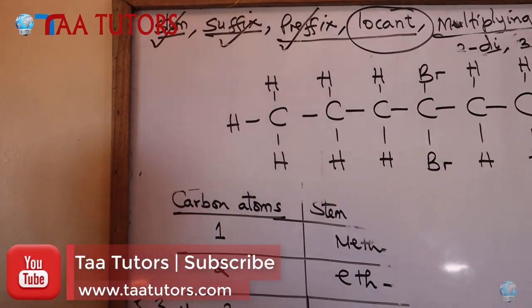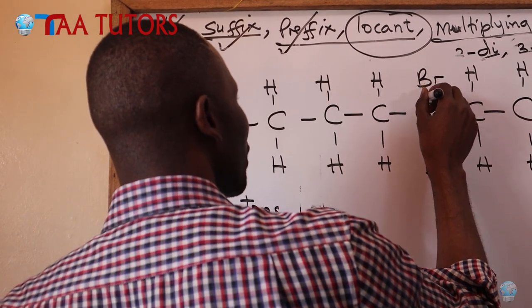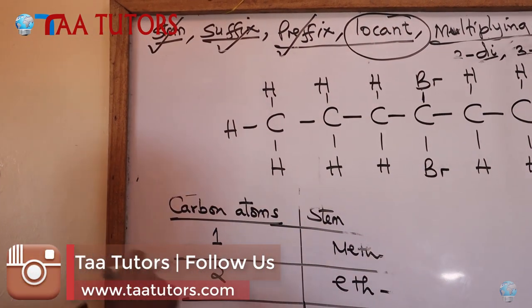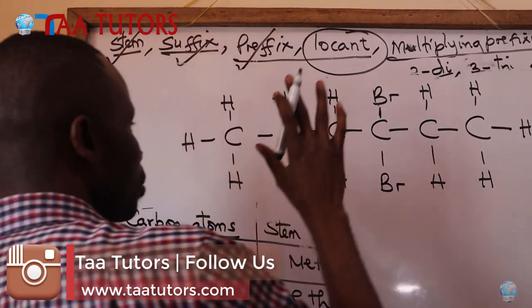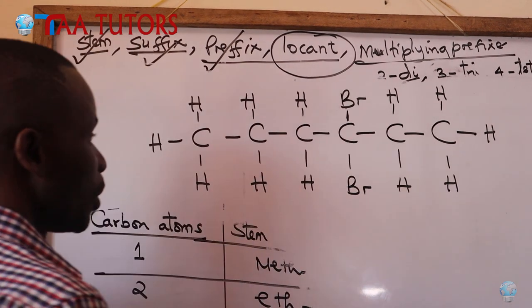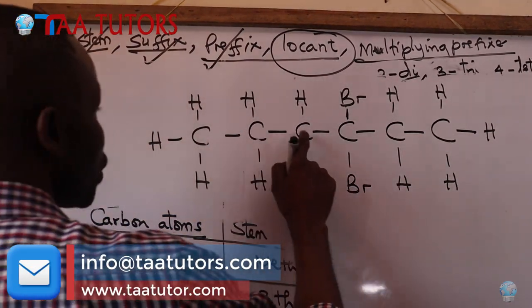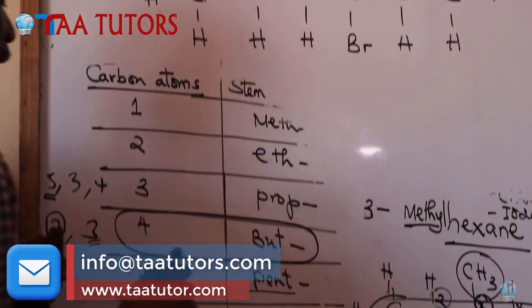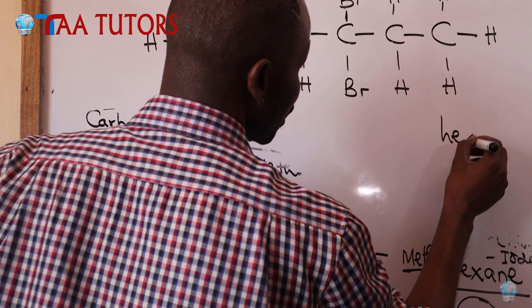Now when we are drawing this, don't let these sticks that I'm drawing here touch the atoms. They should not be hanging like that. So we have Br and Br on the same carbon atom. Let us first of all identify the stem. The stem is 1, 2, 3, 4, 5, 6. So 6 meaning hex. The stem name here is hex.